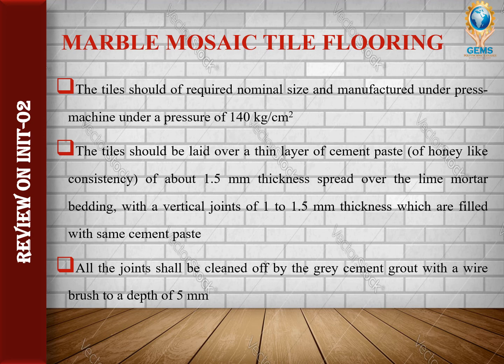Then the second point is that the tile should be laid over a thin layer of cement paste. Before laying the tiles there will be lime water, and over that we need to lay a thin layer of cement paste of about 1.5 mm thickness. After that only we can lay the tiles. Then the third one is that we need to clean off the tile joints using gray cement grout with a depth of 5 mm.